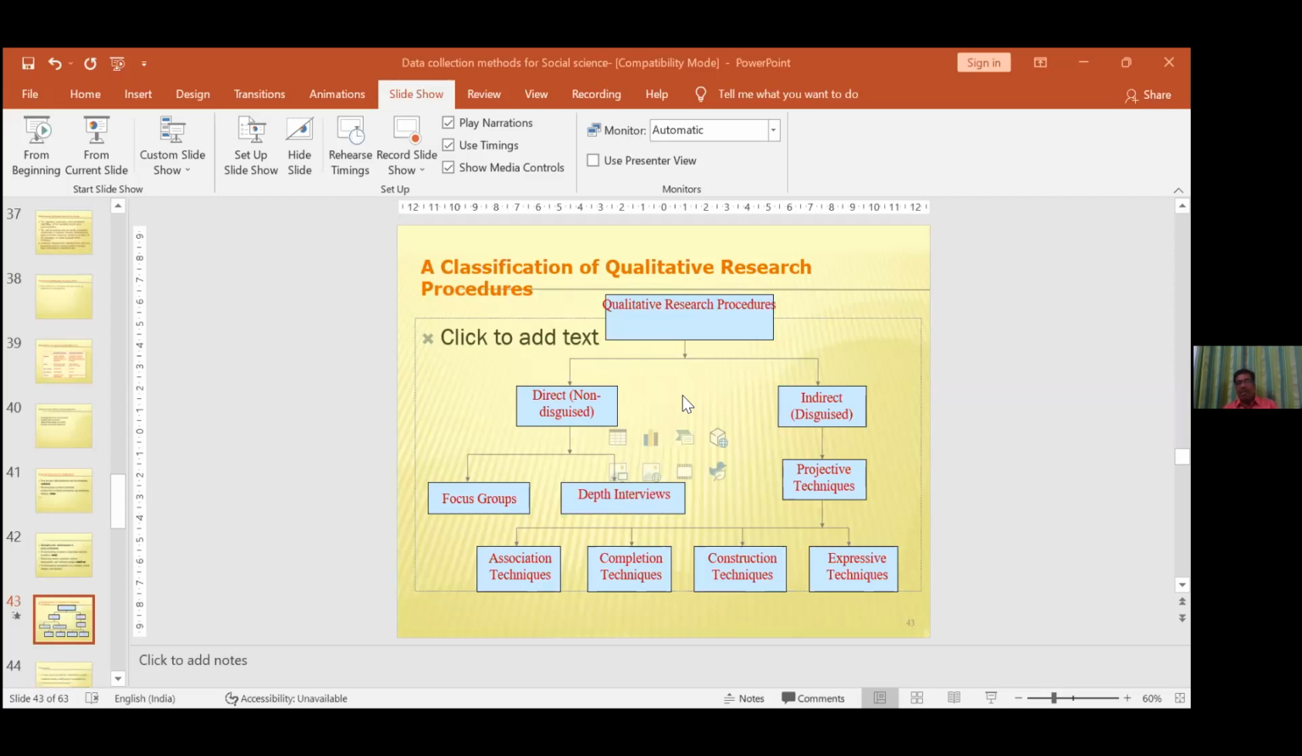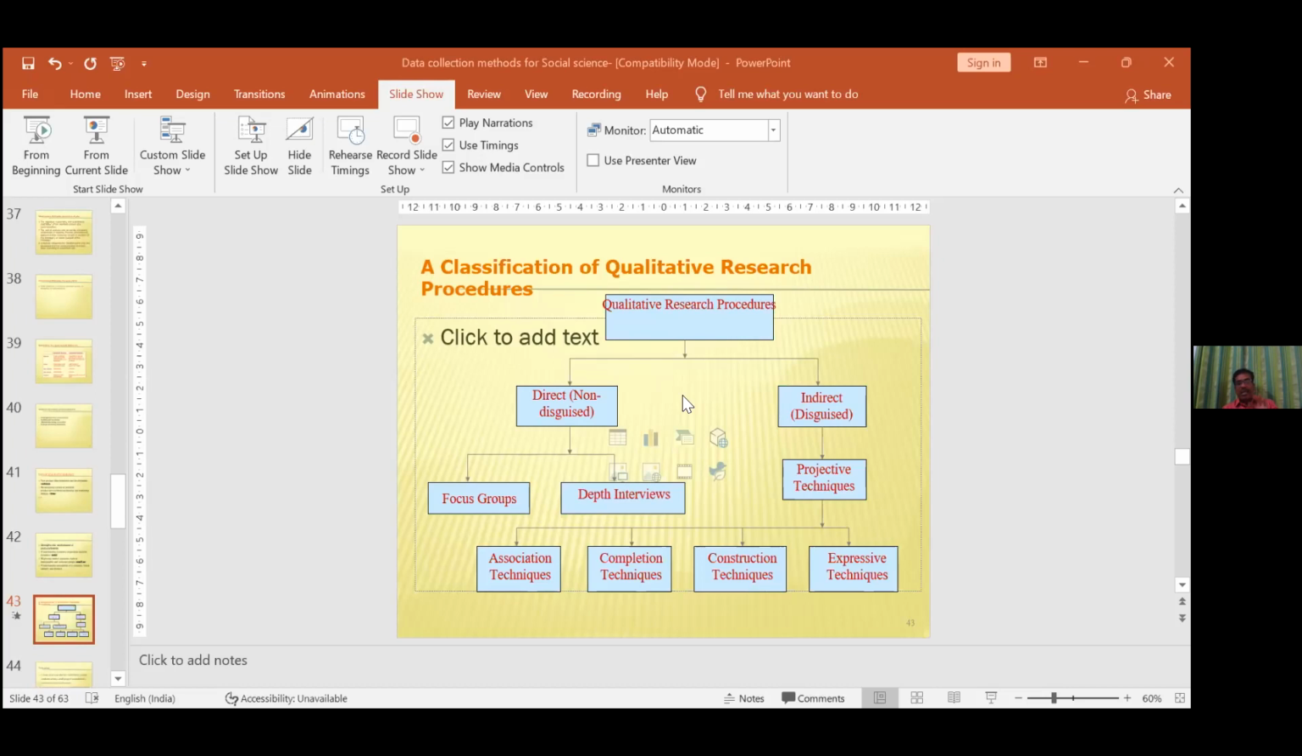Let's take the indirect method. Indirect method means you will not disclose your purpose. Indirectly, you can collect some data. Under indirect, you have several methods. One is the projective technique. Another one is association technique, completion technique, construction technique, then expressive technique.